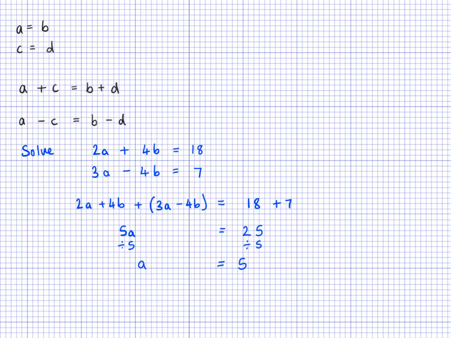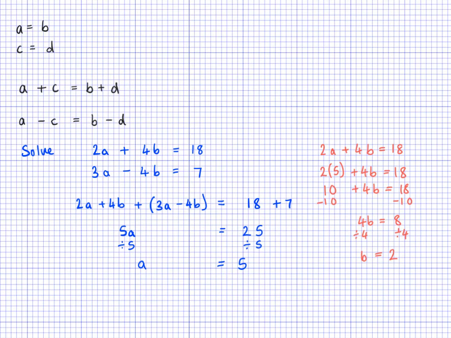So let's write that down here in a different color. So I've got 2A add 4B equals 18. Well, A is 5, so I can say 2 times 5, I'm going to write it like this, add 4B equals 18. Well, that's 10. So 10 add 4B is equal to 18. If I take away 10 here and take away 10 here, I will get 4B is equal to 18 take away 10 is 8. Divide by 4, divide by 4. I will get B is equal to 8 divided by 4 is 2.